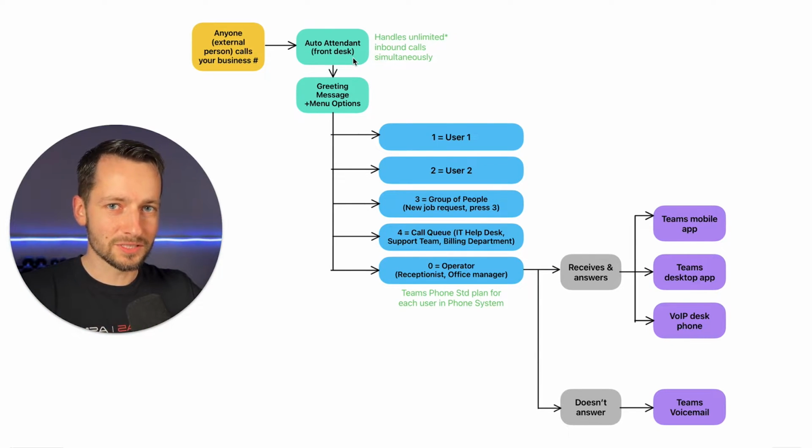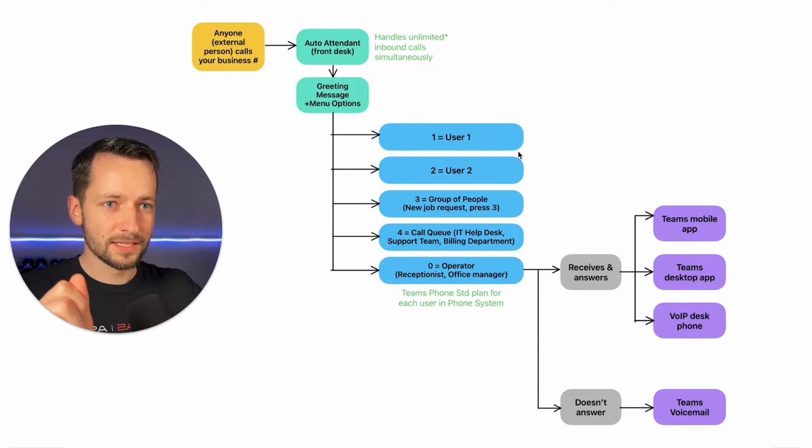It goes to an auto attendant, which is just like a front desk, your receptionist, except it's automated. So first thing to know here is that it can handle an unlimited number of calls. So you only need one business phone number. You don't have to purchase more. That's the advantage here. This auto attendant has a greeting message: welcome, hello, you've reached Apex One Tech, and it spells out the menu options.